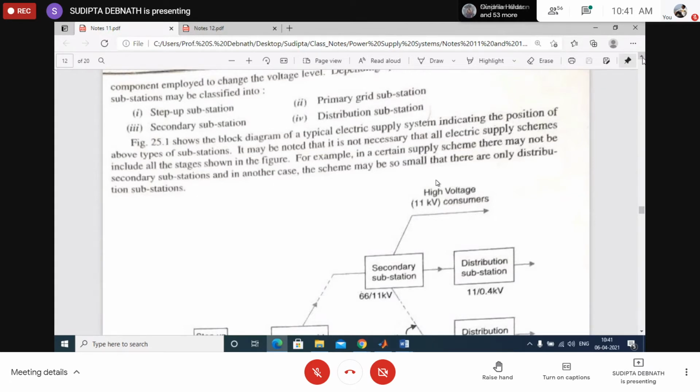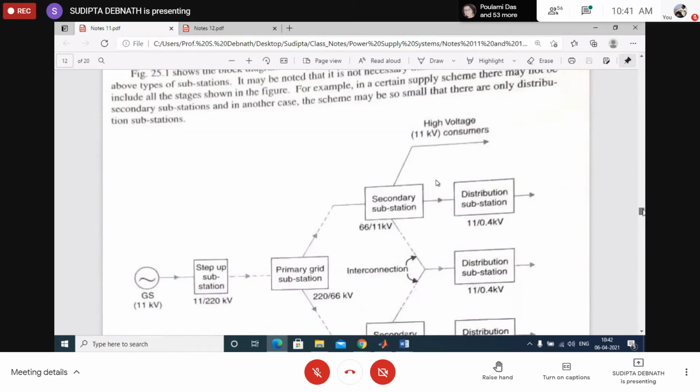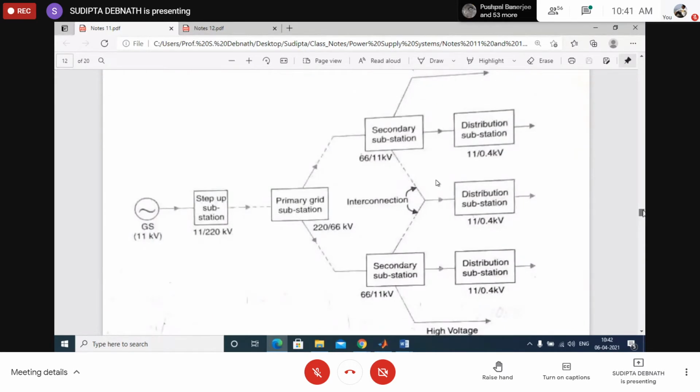The step up substation, you can understand, is used in the generating station where the voltage is stepped up. Voltage is generally generated at 11 kV, as I have told you earlier, and stepped up from 11 kV to 220. It may not be 220, it may be 400 also, or 66. Here it is shown as 220. So here starts the primary transmission system.